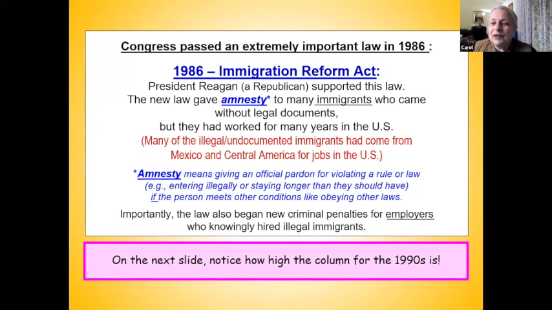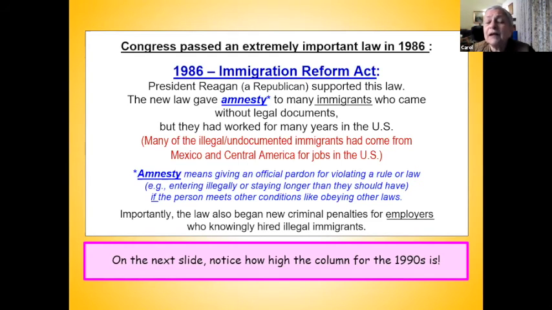There's another really important law. There are dozens and dozens of laws, but I'm pulling out some important examples. There was a 1986 law called the Immigration Reform Act, and this was advocated by President Reagan, who was a Republican from California. And Congress in this law gave what is called amnesty. It's kind of a forgiveness to immigrants who had come illegally without legal documents, and they would get forgiven for coming illegally if they had worked for many years in the United States and if they had obeyed all other laws, if they'd not gotten in any criminal trouble.